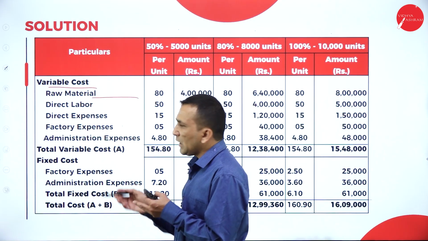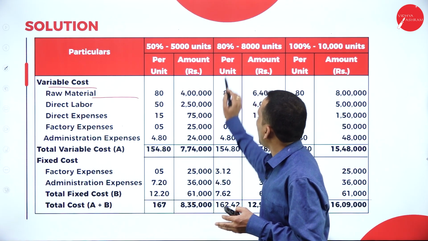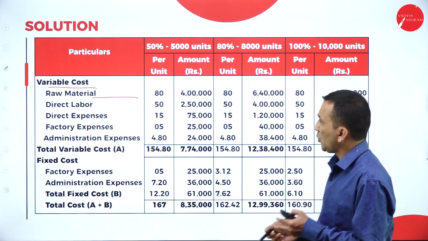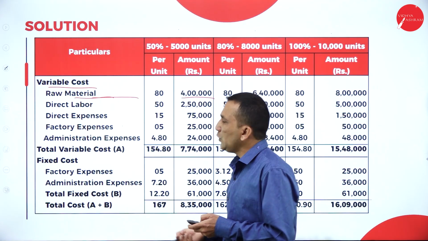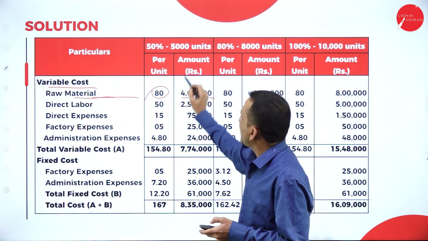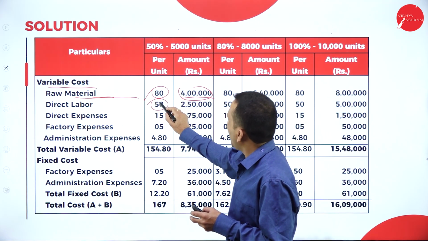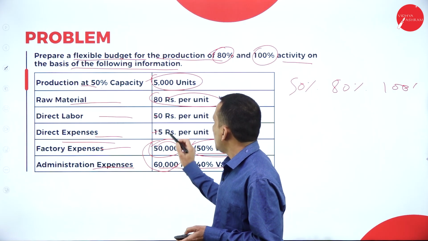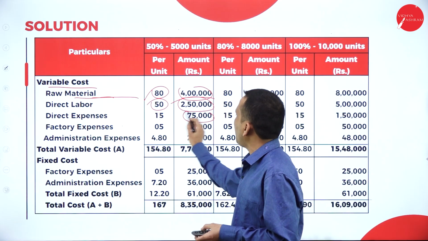Now the raw material, whatever the rate is given: one is the rate column, one is the amount column, and for 80% also a rate column and amount column, rate per unit as well as amount. The first item given in the question is raw material. So the 4 lakhs, the value you are expecting, is based on the rate, 80 into 5,000, 4 lakhs you are getting. Labor cost per unit is given as 50, 50 into 5,000 units, 2,50,000. And the direct expense is given as 15 rupees per unit, so 15 into 5,000, 75,000 we are getting.